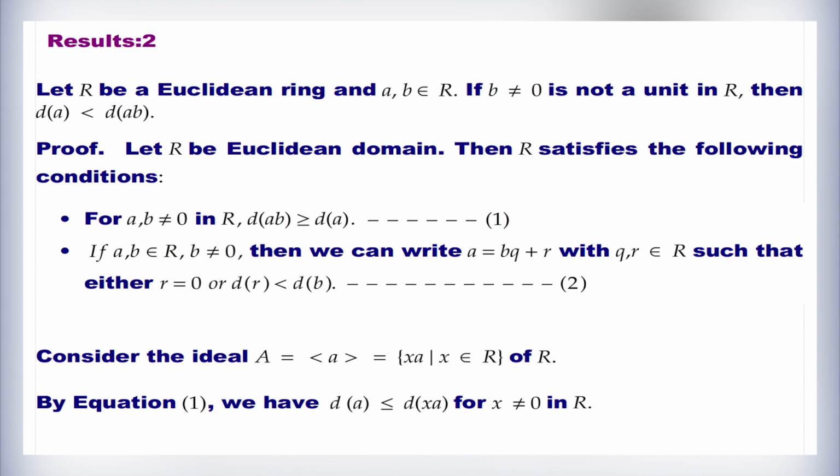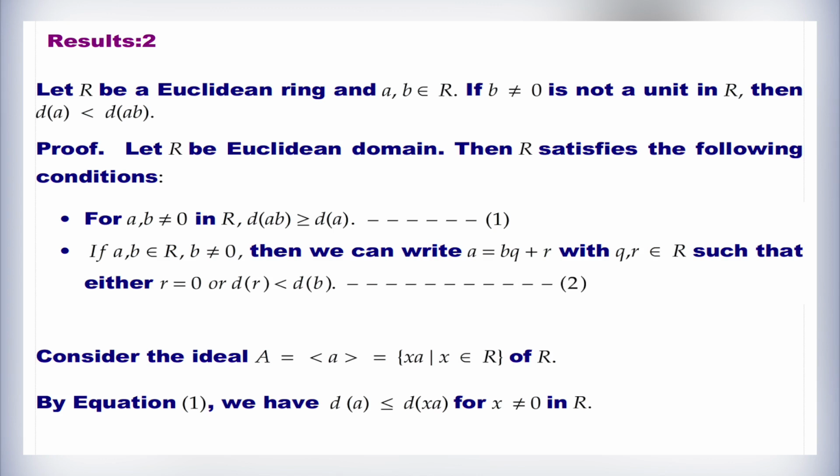The second result is, let R be a Euclidean ring and A and B in R. If B is not equal to 0 and is not a unit in R, then d(A) < d(AB). Proof: let R be a Euclidean domain. Then R satisfies the following conditions. The first condition is, for A, B not equal to 0 in R, d(AB) is greater than or equal to d(A), which we take as equation number 1.